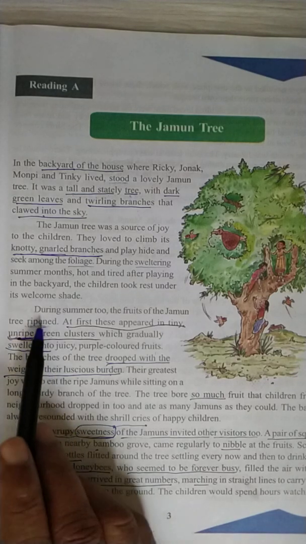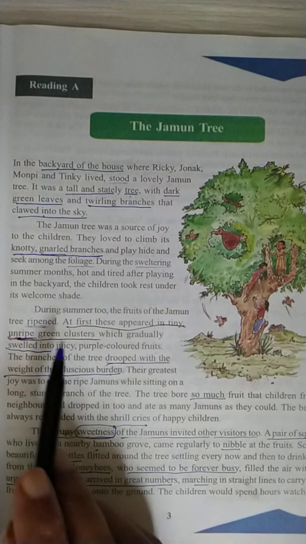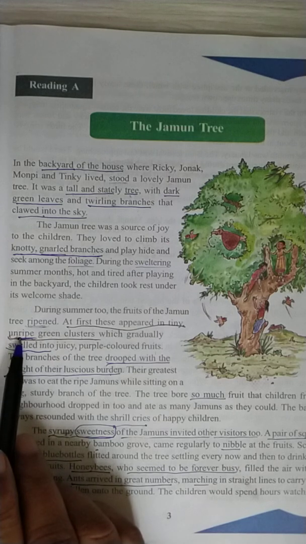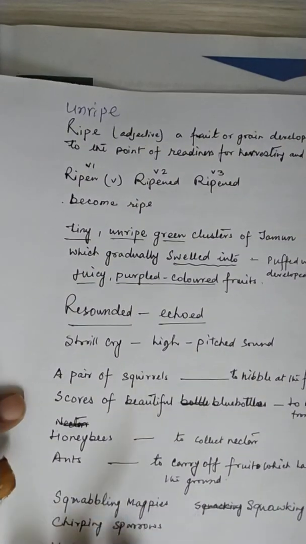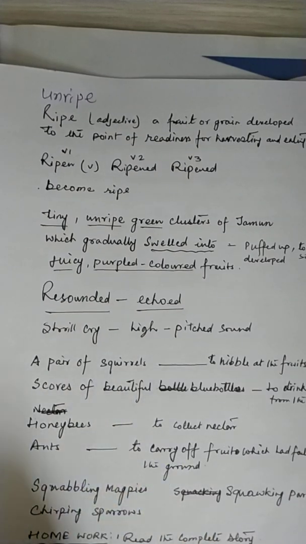Now, what is the meaning of unripe? Unripe is the opposite word of ripe. Unripe is the opposite of ripe. Okay, let me show you the meaning.